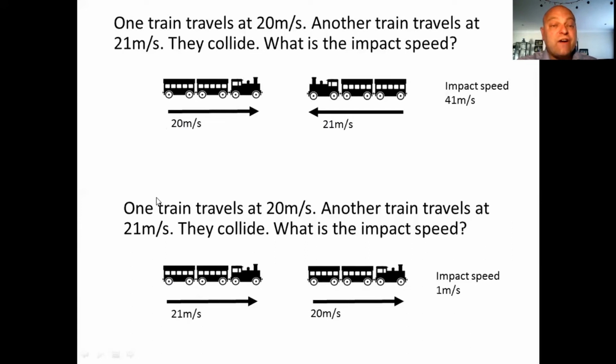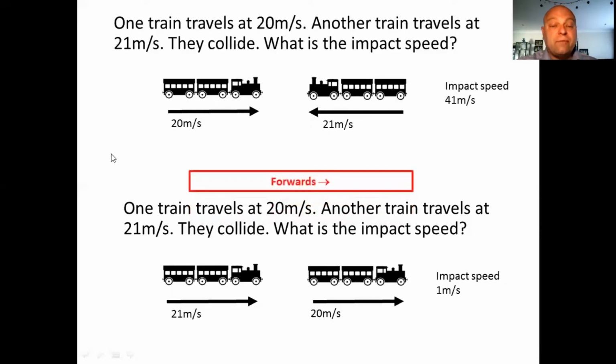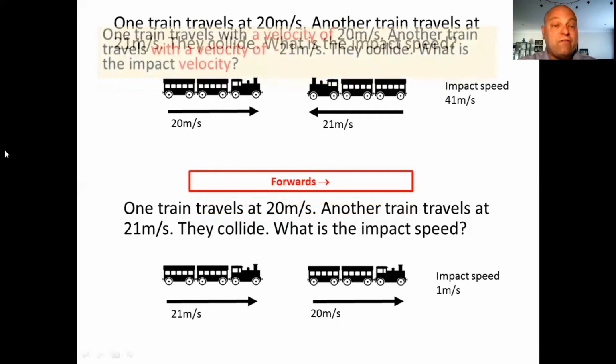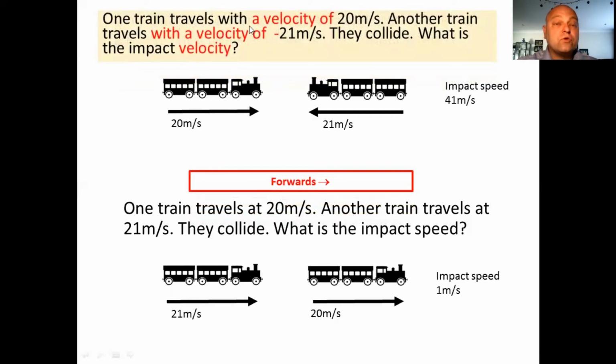So we're going to actually convert all of this into vector quantities. So the first thing we need to do is decide which way is forwards, and I'm going to go forwards to the right. So let's rewrite the first bit of the question. How should they have written it? They'd written it like this. One train travels with a velocity of 20 meters per second. Another train travels with a velocity of minus 21 meters per second. They collide. What is the impact velocity?